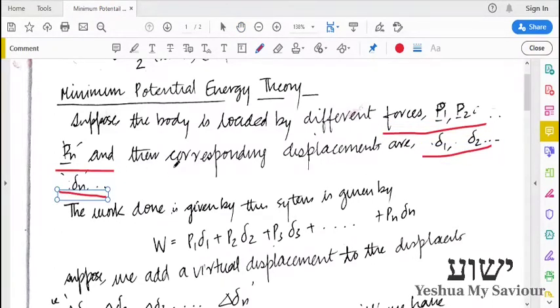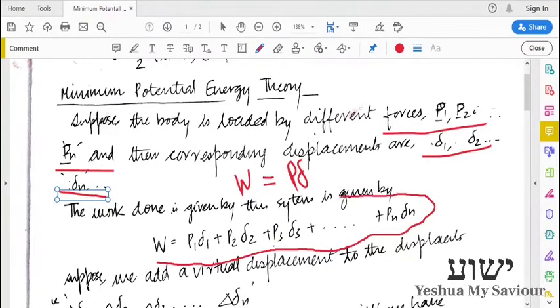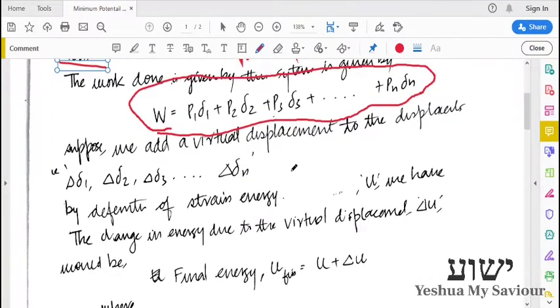So, we know that the work done is equal to force times displacement, P delta. So the net work done is given by force into the corresponding displacement, and the energy, if the load is entirely applied, is given by U equal to half into the total displacement.